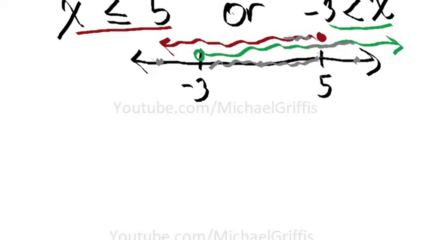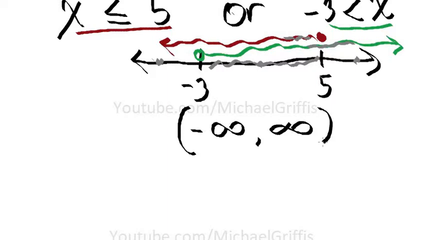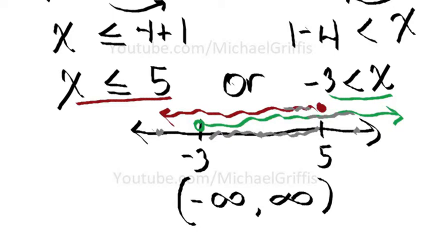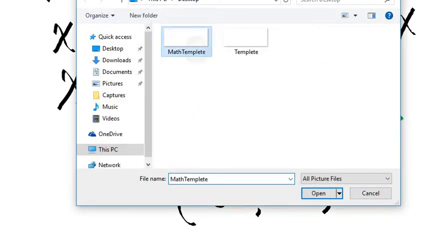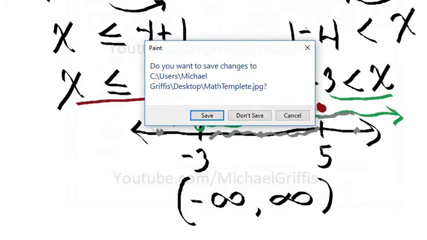So it looks to me like our solution set, written in interval notation, is from negative infinity to positive infinity. All right, we are going to go ahead and work this next problem.